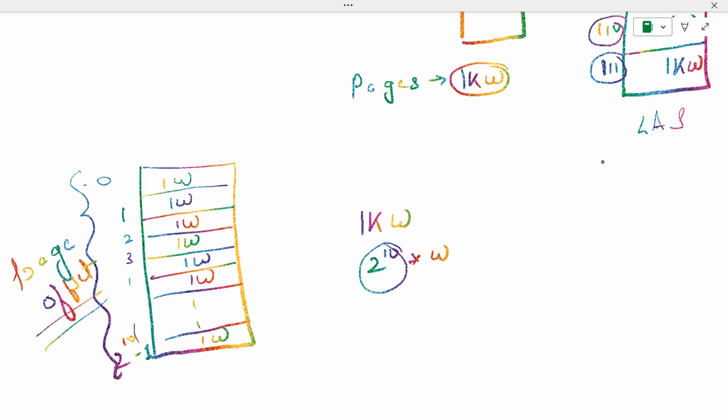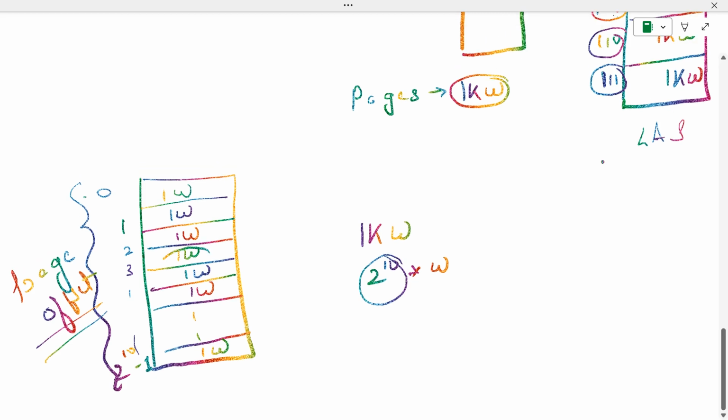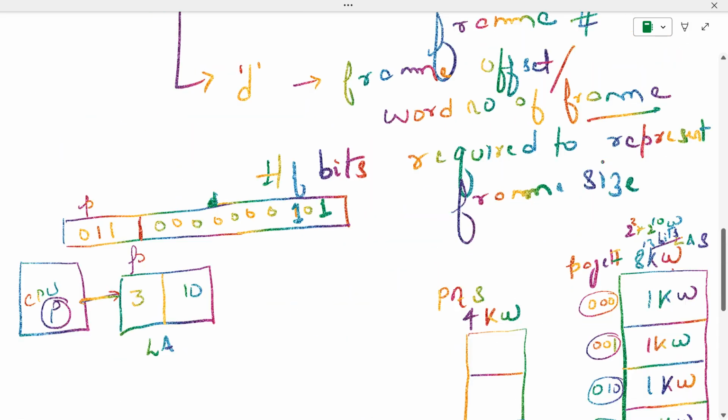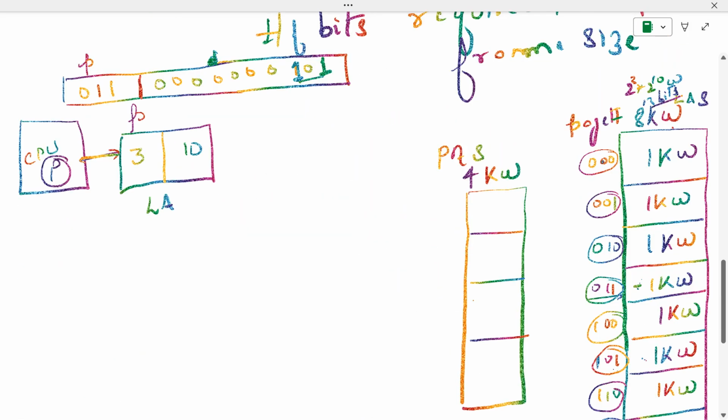So when the CPU requires this word of information from the third offset, it will mention it like this. Okay, so this requires this much information. Now it is clear, this D component. Now it generates the logical address, but it can't just go and access from this. It has to access from the physical address space.